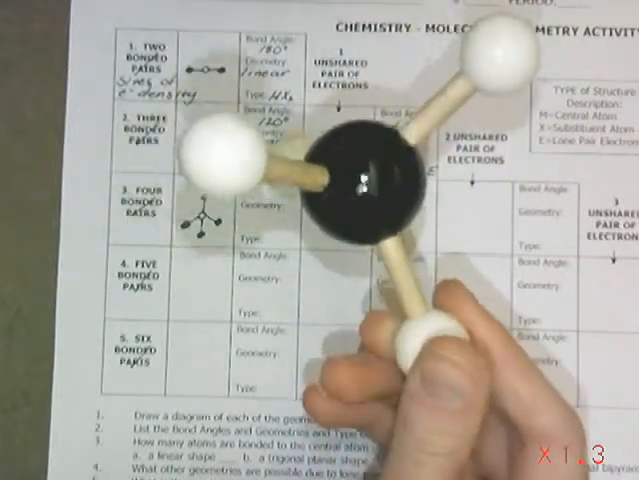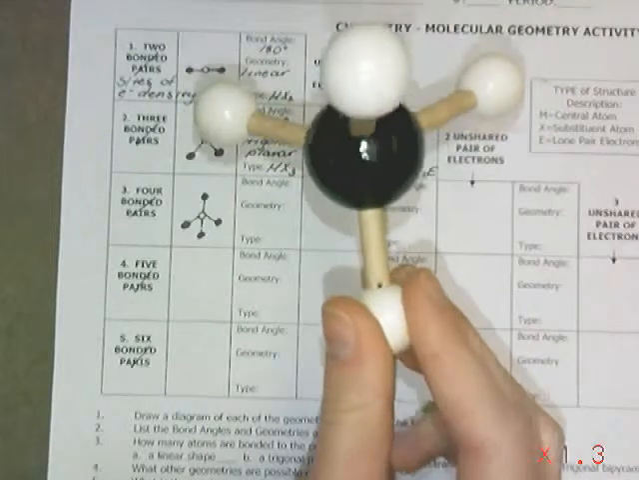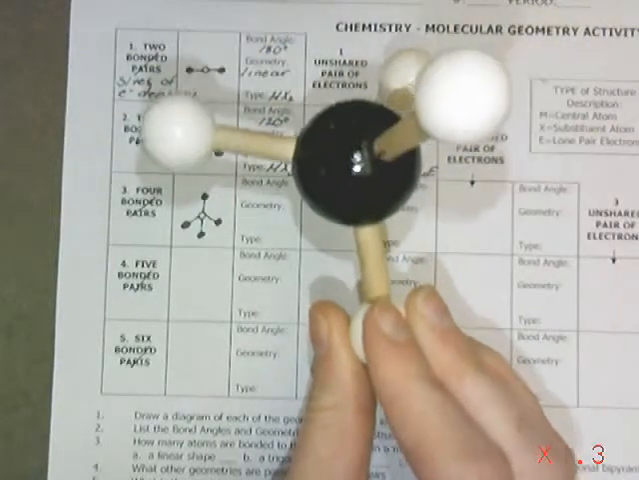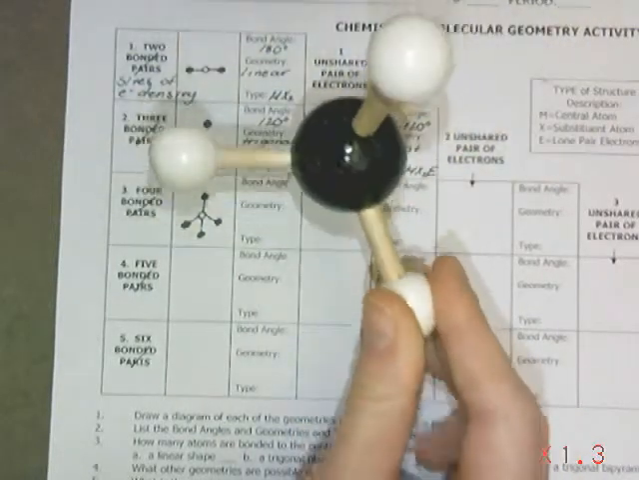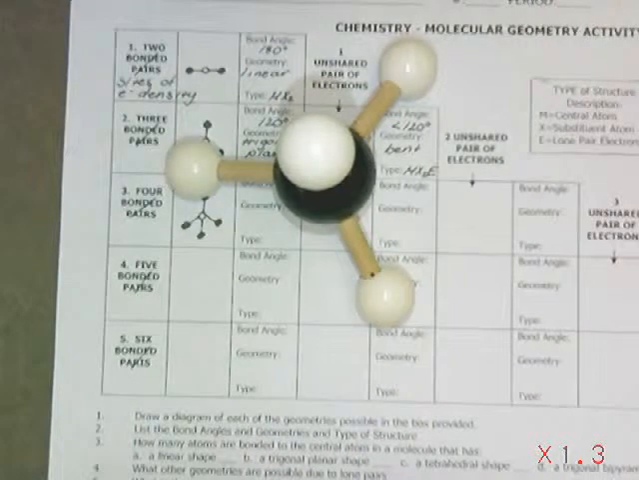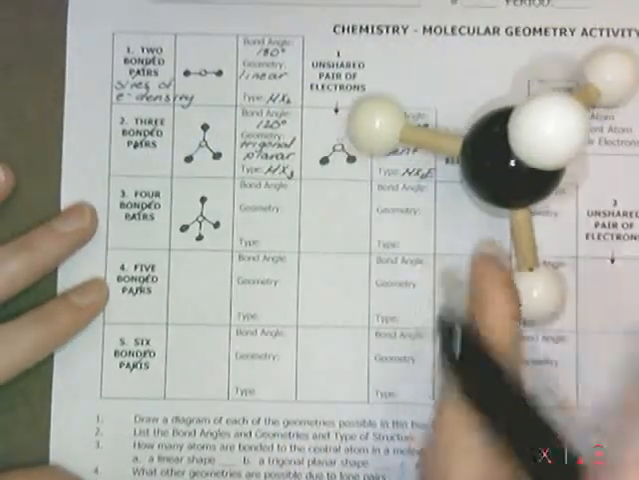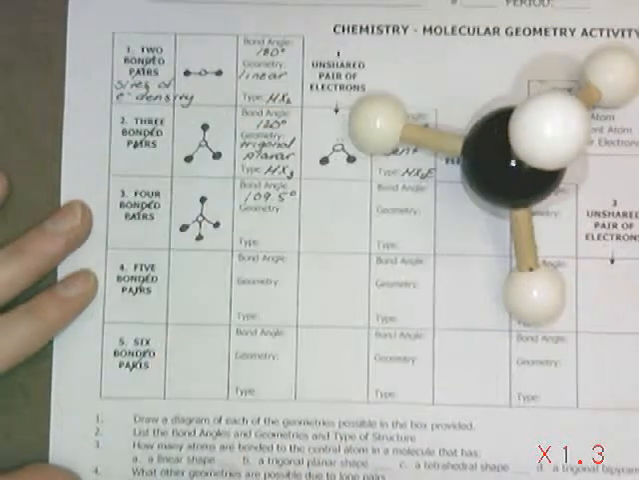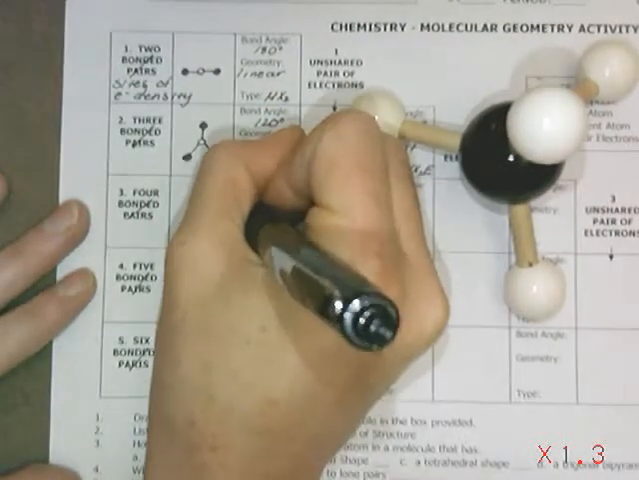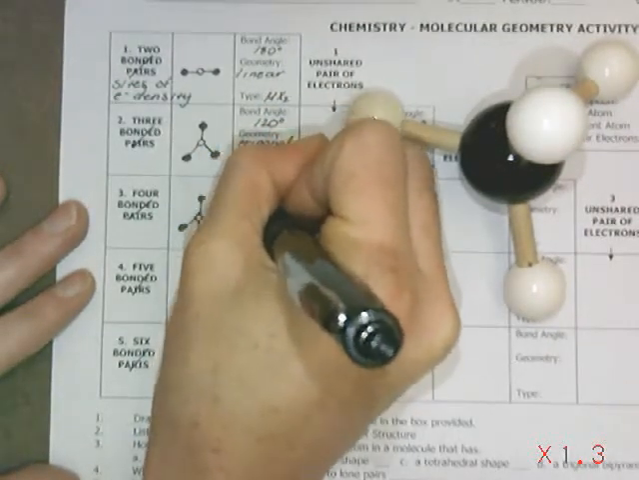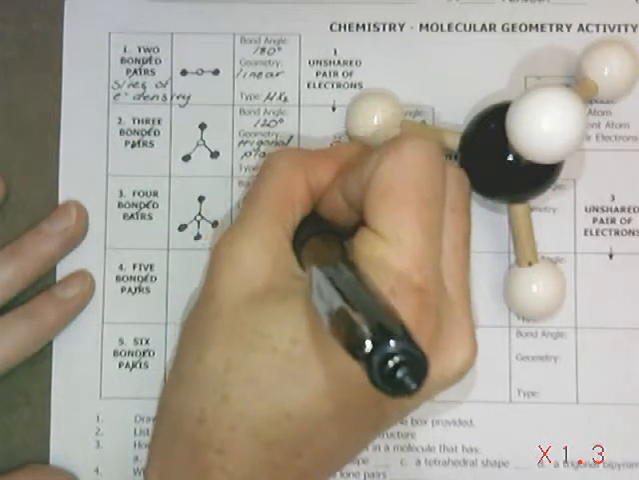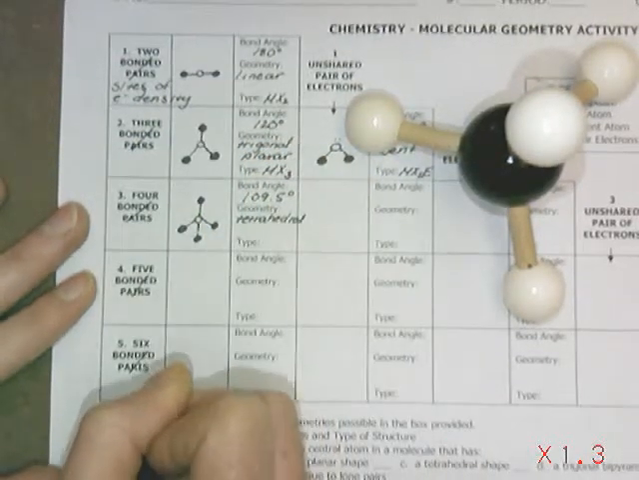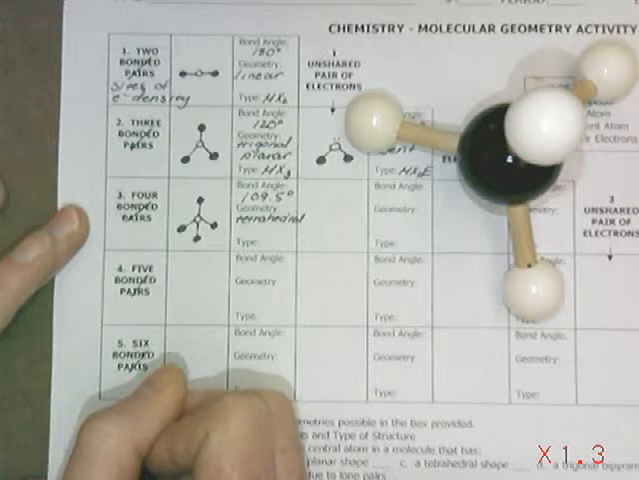The bond angle between each of these terminal atoms is 109.5 degrees. I'm going to write that right here. 109.5 degrees. The geometry is tetrahedral. And then the type would be MX4.